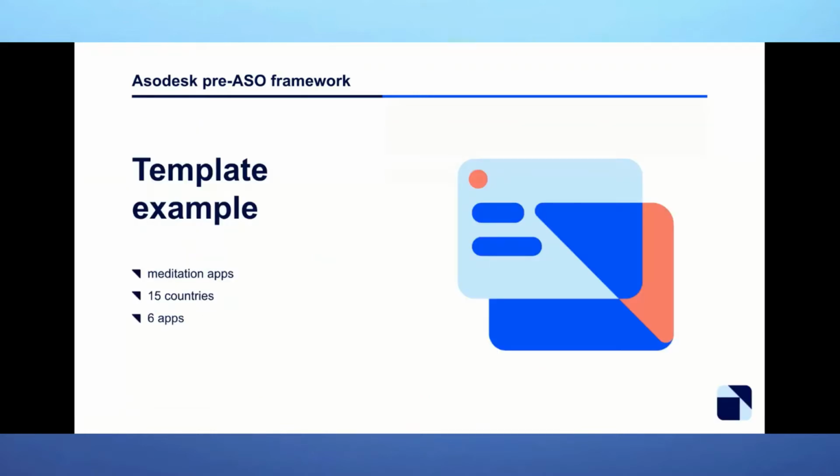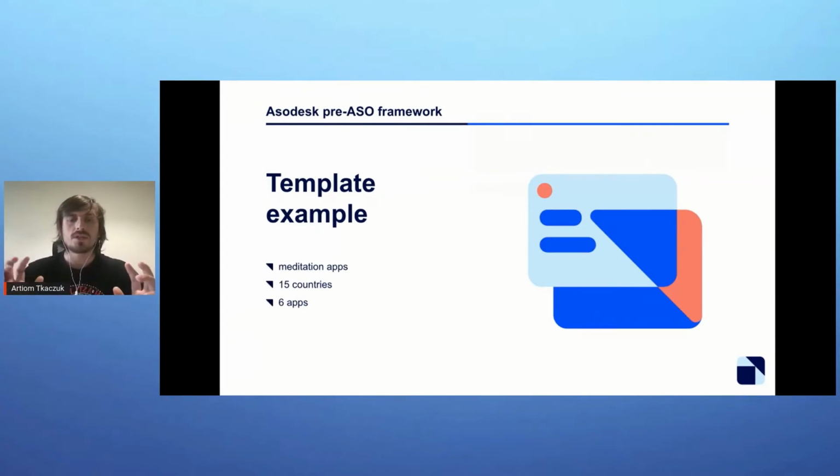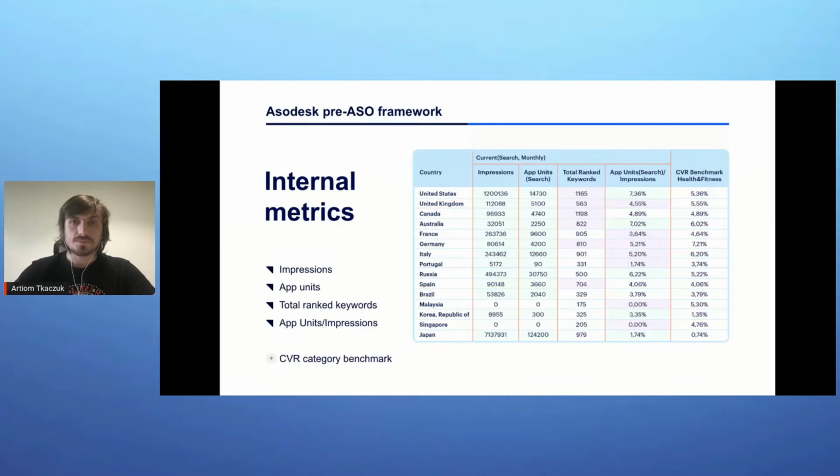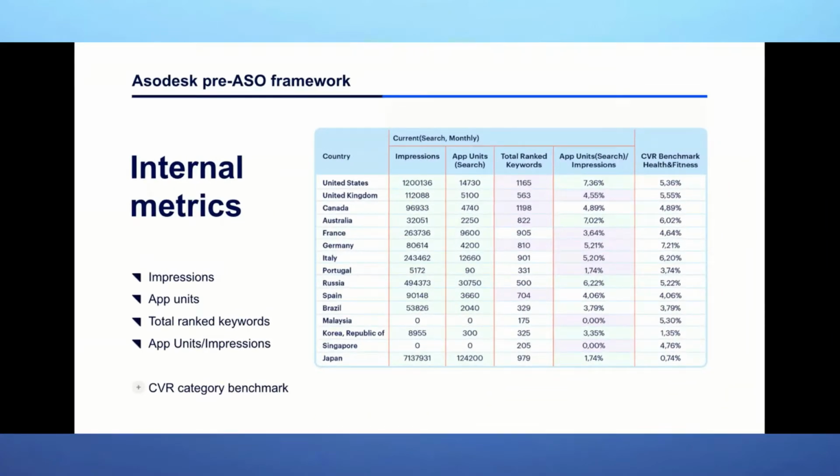So for today's presentation, we have chosen meditation applications, which are pretty popular at the moment, and they are getting even more popular all around the world. We've chosen 15 countries and 16 applications from this market niche. We are doing this pre-ASO analysis framework for the application Meditopia, which is quite popular all around the globe. So let's move on to the first piece of data for our pre-ASO analysis framework.